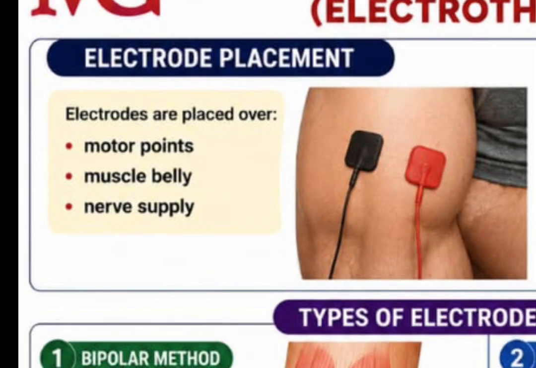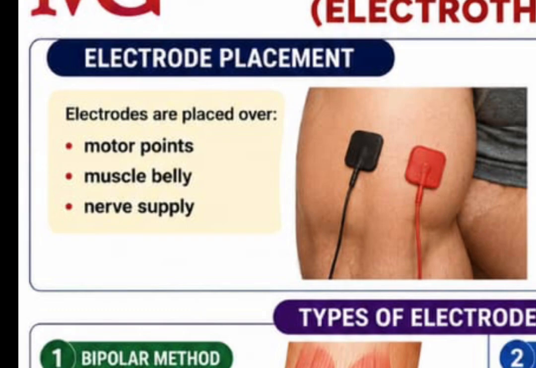So next is the electrode placement. In the electrode placement, you have to place the electrode over the motor point, the muscle belly, and the nerve supplying it. Again, the motor point, muscle belly, and the nerve supplying it. Every muscle has its own motor point. Are you getting that? So you have to know the motor point of every muscle. You place it on the motor point, the muscle belly, and the nerve supply, usually the origin, where the nerve is coming from.